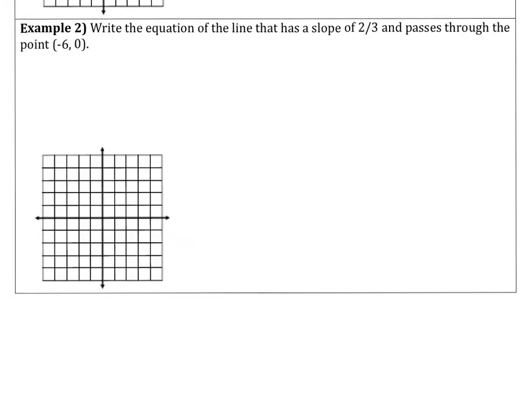Example 2, we're just going to run through another one of these together before you do some practice on your own. Write the equation of a line that has a slope of 2/3 and passes through the point (-6, 0). Let's go through and label your information. The steps are written up above so you can see them. m is 2/3. Our point, x is negative 6, y is 0. We're writing the equation of the line, so we're going to start with the equation of a line, y equals mx plus b.